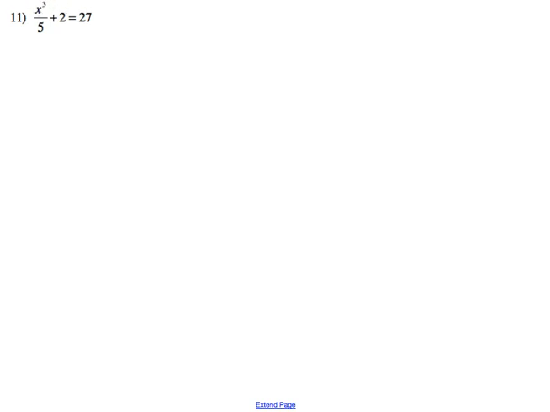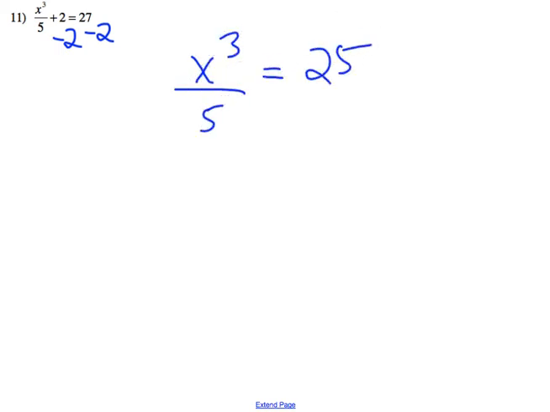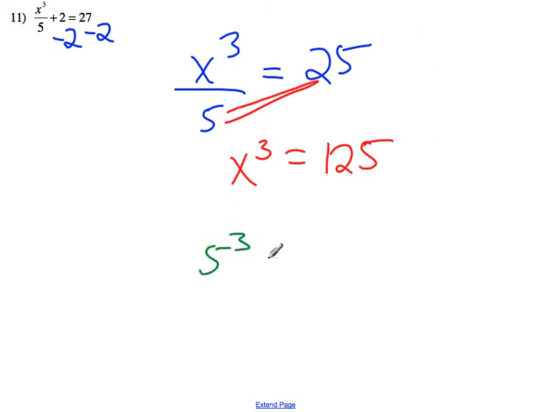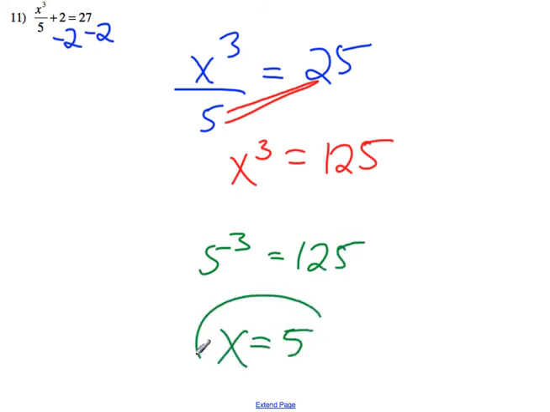Here we need to isolate the x to the 3. So do minus 2 minus 2. So you get x to the 3 over 5 equals 25. Cross multiply the 5 and the 25 like we've done plenty of times. X to the 3 equals 125. Now you should know that 5 to the 3 equals 125. So then the answer is just x equals 5.